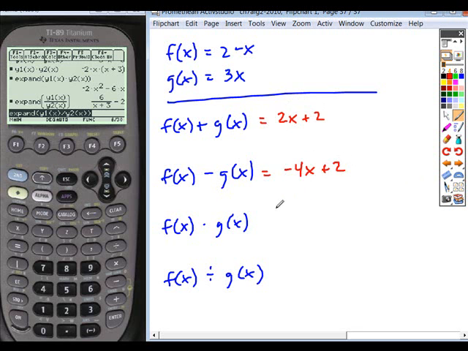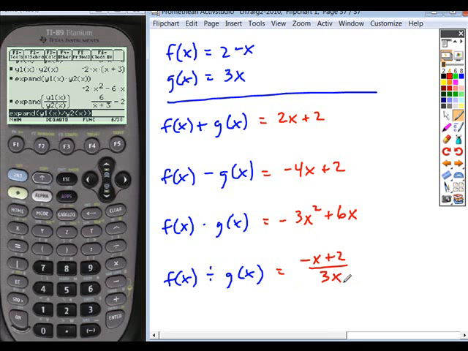Okay, what about their product? So if we expanded it out, okay, so again in standard form, negative 3x squared plus 6x. And then finally, their quotient is simply going to be, again, I'll write it in order, negative x plus 2 over 3x, and we can leave it in that form.